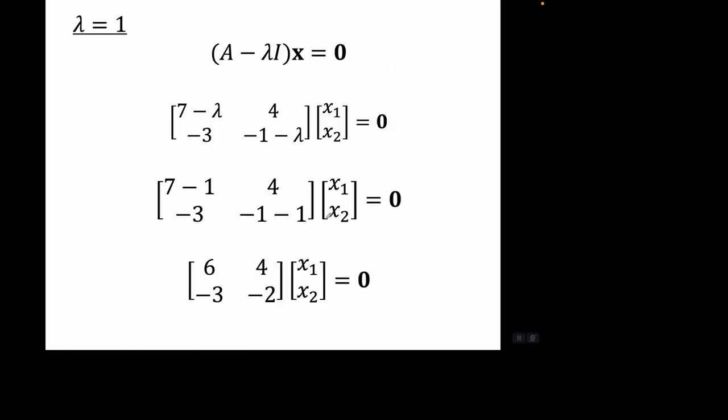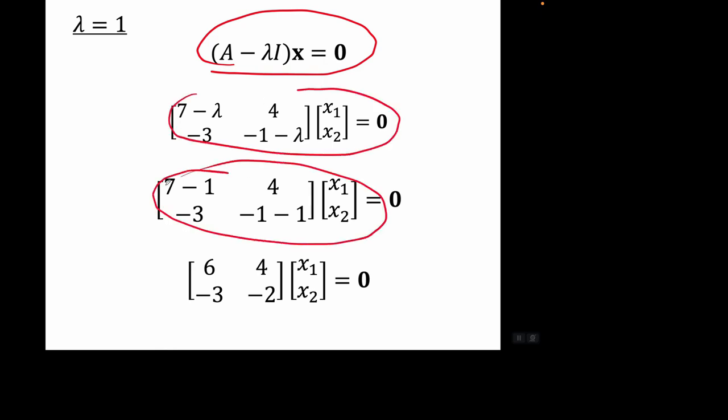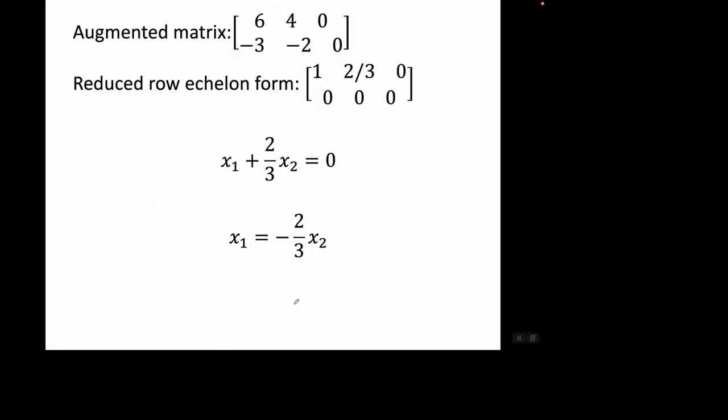How about for the eigenvalue λ equals 1? Again, let's solve this. Plug in λ = 1. This is what we'll end up with: [7 - 1, 4; -3, -1 - 1]. That simplifies to [6, 4; -3, -2] times x, (x1, x2), equals 0.